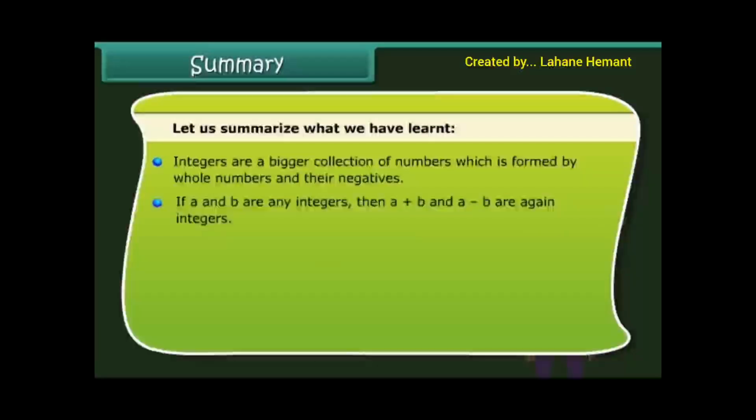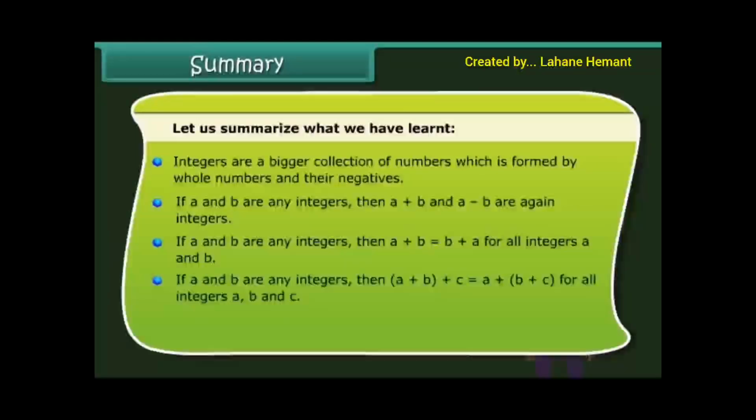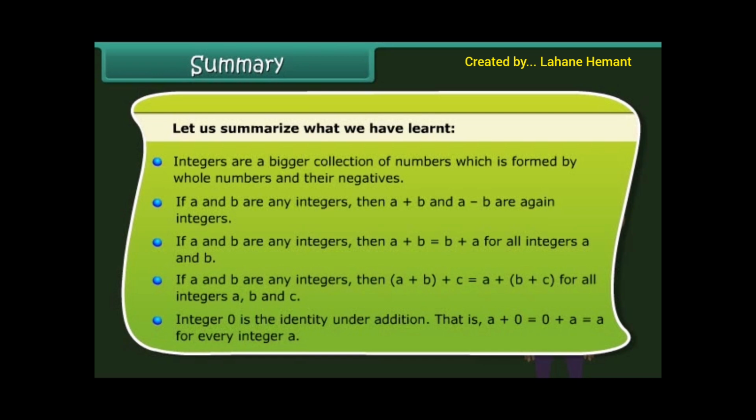If a and b are any integers, then a plus b and a minus b are again integers. If a and b are any integers, then a plus b is equal to b plus a for all integers a and b. If a and b are any integers, then a plus (b plus c) is equal to (a plus b) plus c for all integers a, b, and c. Integer 0 is the identity under addition. That is, a plus 0 is equal to 0 plus a, which equals a for any integer a.